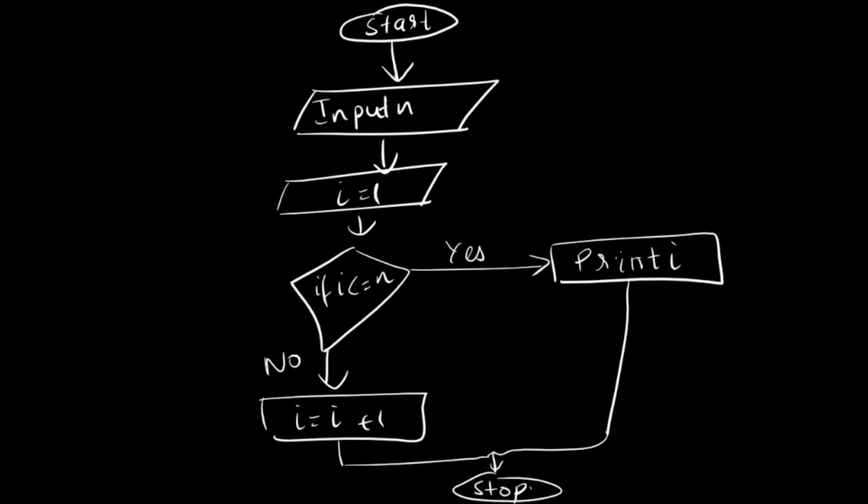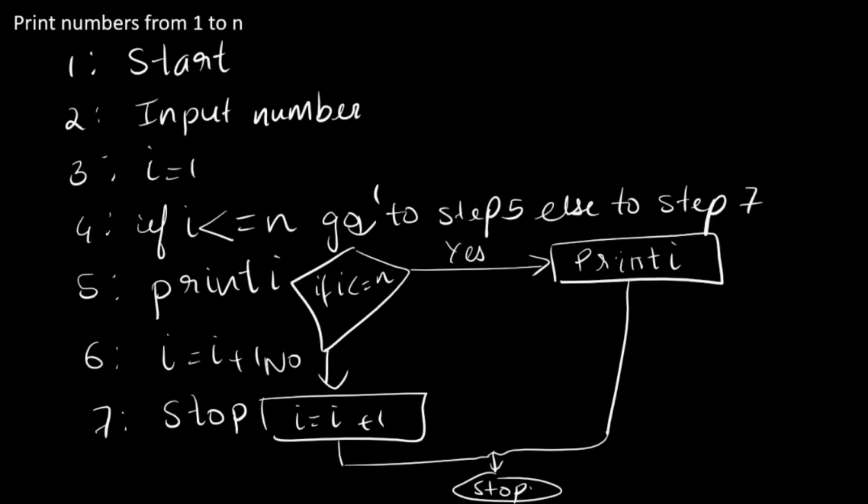So this is how to print numbers from 1 to n.